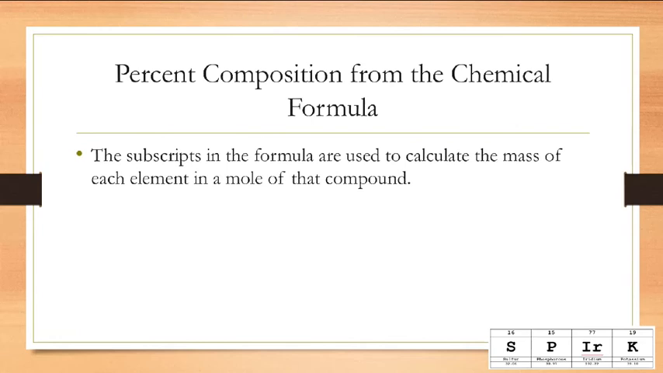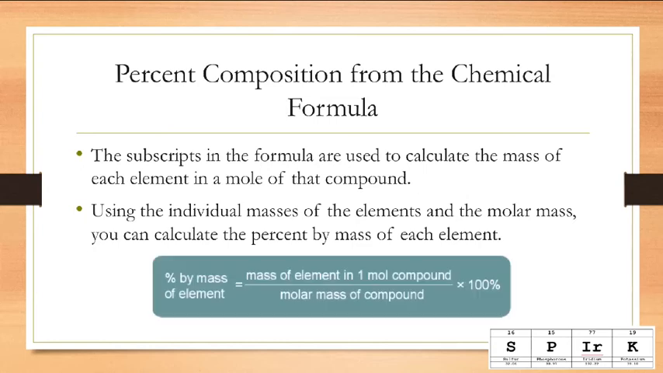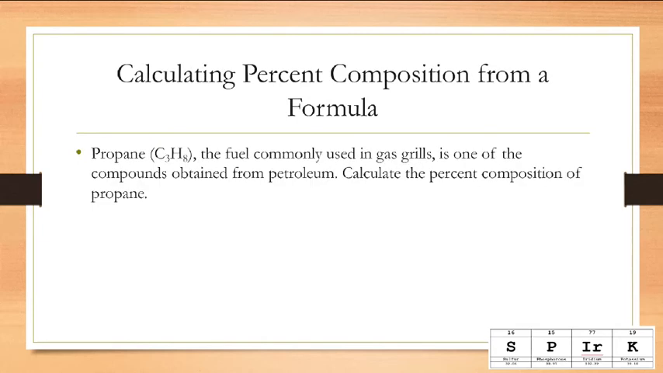So the subscripts in the formula are used to calculate the mass of each element in a mole of that compound. Using the individual masses of the elements and the molar mass, you can calculate the percent by mass of each element. So we can use this little equation. The percent by mass of an element is equal to the mass of the element in 1 mole of the compound divided by the molar mass of that compound times 100%. So propane, which is C3H8, the fuel commonly used in gas grills, is one of the compounds obtained from petroleum. Calculate the percent composition of propane.